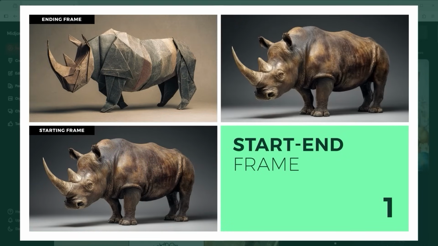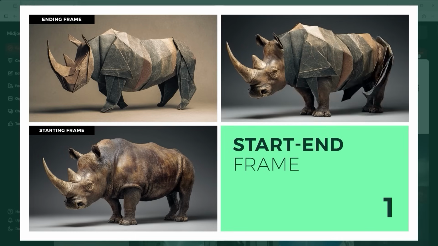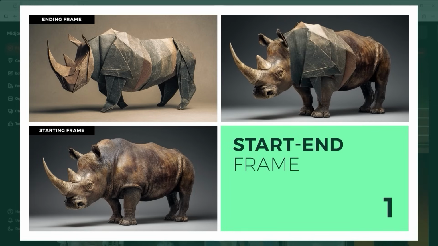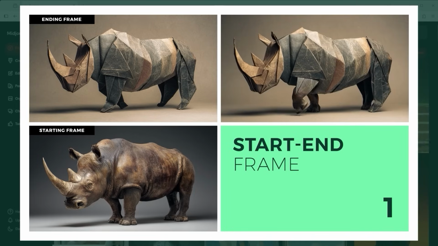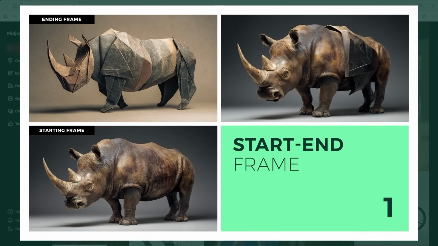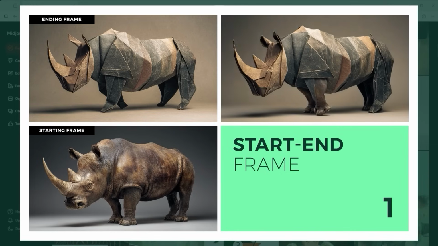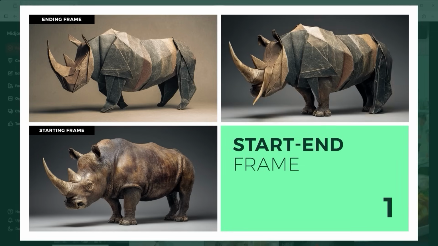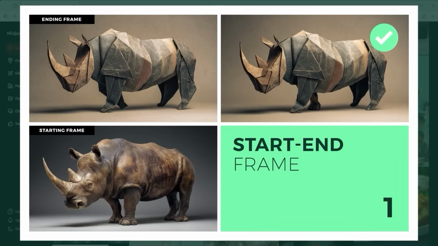Now let's take a look at four examples using start and end frames. Just like with the loops, we'll begin with the rhino. Bottom left, the starting frame. Top left, the ending frame. Top right, the final video. The origami rhino activates its armor, shifting from photorealism to stylized paper. Visually, it's a strong transformation and earns a clear plus.